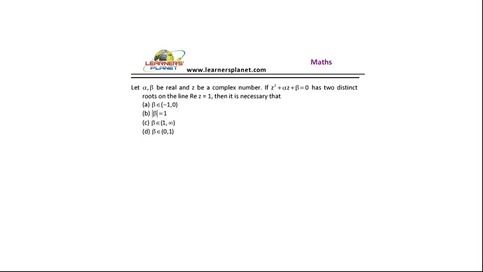If alpha, beta be real and z be a complex number such that z square plus alpha z plus beta is equal to 0 has two distinct roots on the line real part of z equal to 1, then which is a necessary condition for beta? So let us do this question.